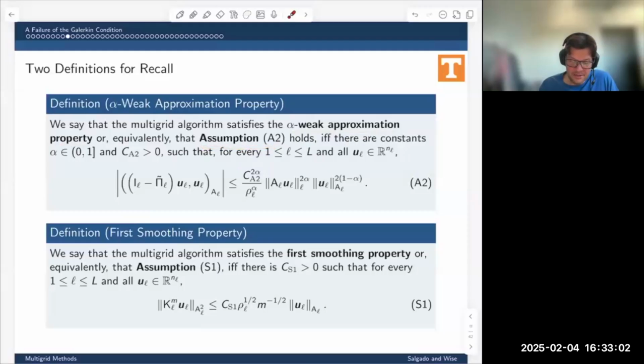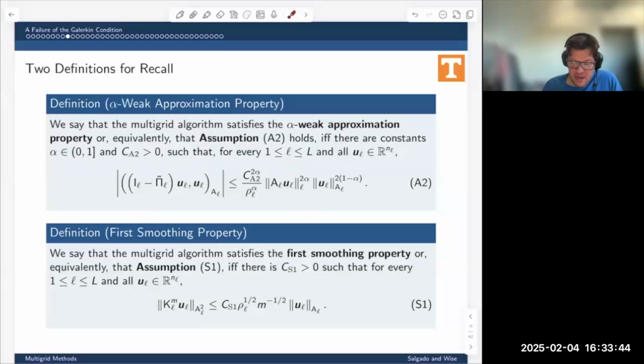We say that a multigrid algorithm satisfies the alpha weak approximation property, or equivalently assumption A2 holds, if and only if there are constants alpha. Now, alpha has to be between 0 and 1, inclusive of 1, but exclusive of 0. It's not allowed to be 0. And all we know, if it's to satisfy this assumption, is that there is some constant alpha and a positive number C_A2, such that for every level L between 1 and capital L, and for any UL in R^NL, we have this estimate holding.